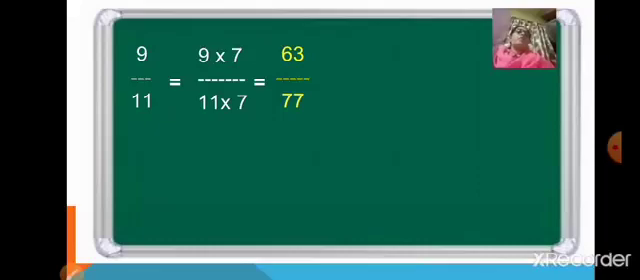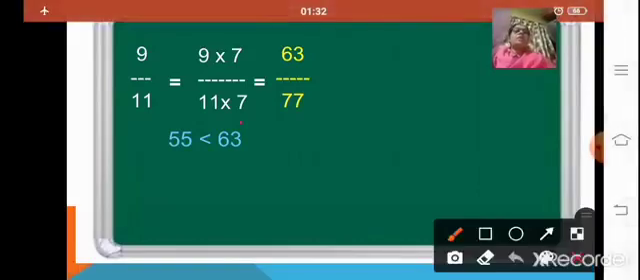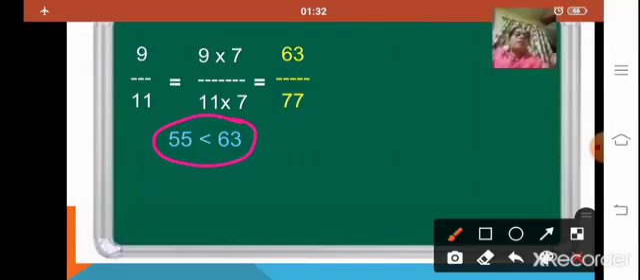Now you have got both the fractions, that is 55 upon 77 and 63 upon 77. Now you can easily compare the numerators. From these two numbers, that is 55 and 63, which is smaller? That is 55 is smaller than 63, or you can say that 63 is greater than 55.